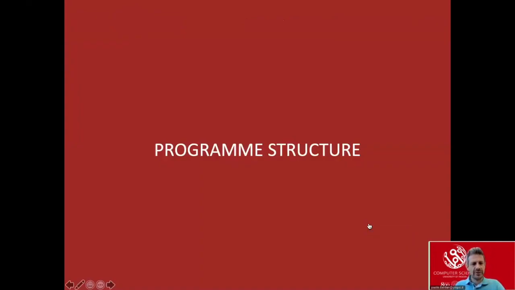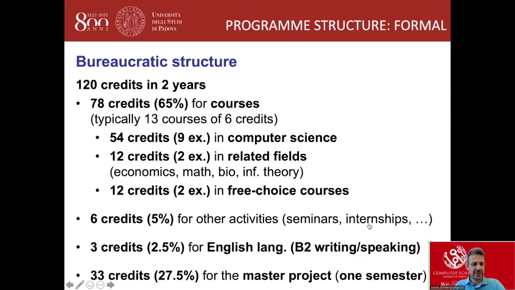So, a few more details about the structure of the program. Something a little bit boring, but I need to say this to give you some idea. To get your master's degree, you need to get 120 credits in 2 years. You know that the credit is a conventional measure of your study effort. So a large part of this effort, 65%, which means 78 credits, goes to courses.